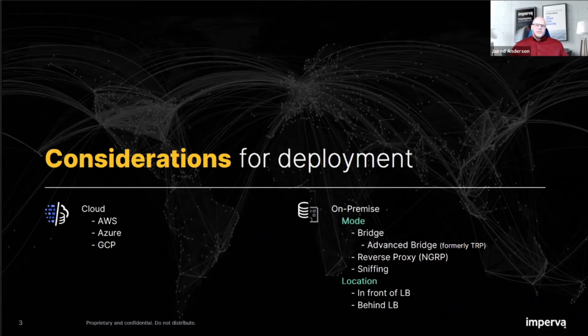So the very first thing we need to figure out is what mode you want to run the WAF in. With the WAF Gateway, there are 3 modes. There is the bridge mode, which operates at layer 2. It is transparent on the network.